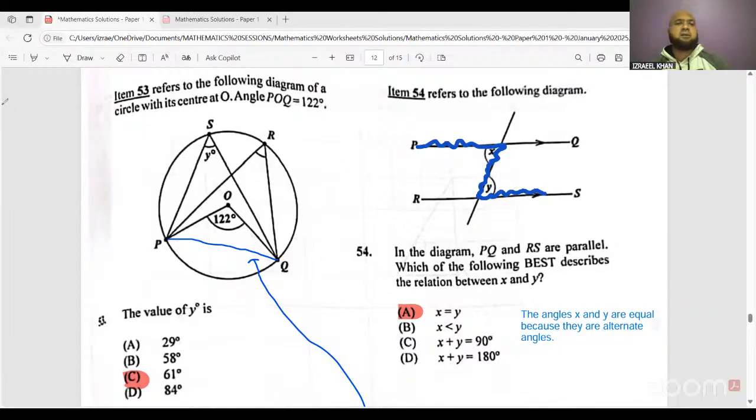That's the Z there. And alternate angles are equal, right? So X equals Y. Okay, that's A.